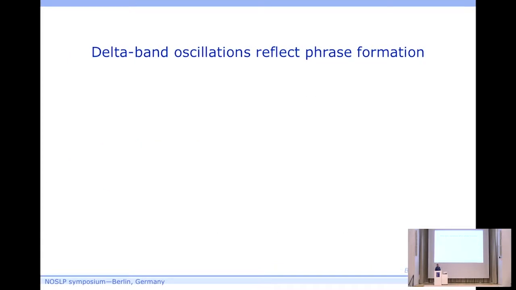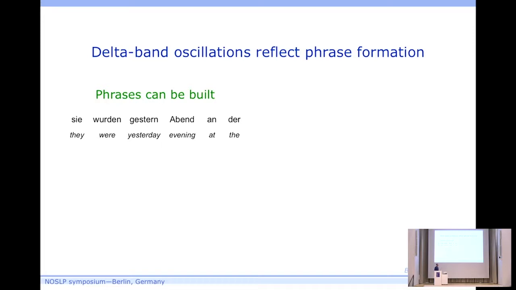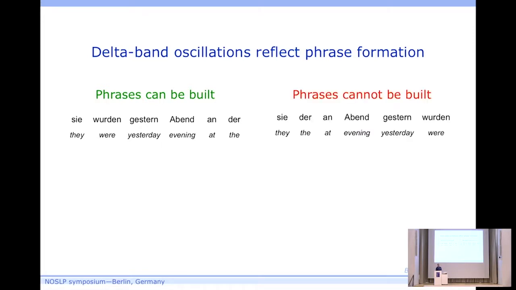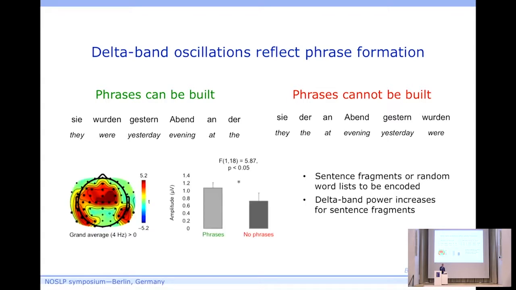By now, there are already, I think, three studies out there that have quite convincingly shown that delta band oscillations reflect the formation of syntactic phrase structure. This is just an example study from our group where we compared a condition where phrases could actually be built, "they were yesterday evening at the," so you have some structure there, little sentence fragments, to a condition where you couldn't build up phrases: "they, the, at, evening, yesterday, where." We just compare these two conditions in a very simple analysis, sentence fragments and random word lists to be encoded.